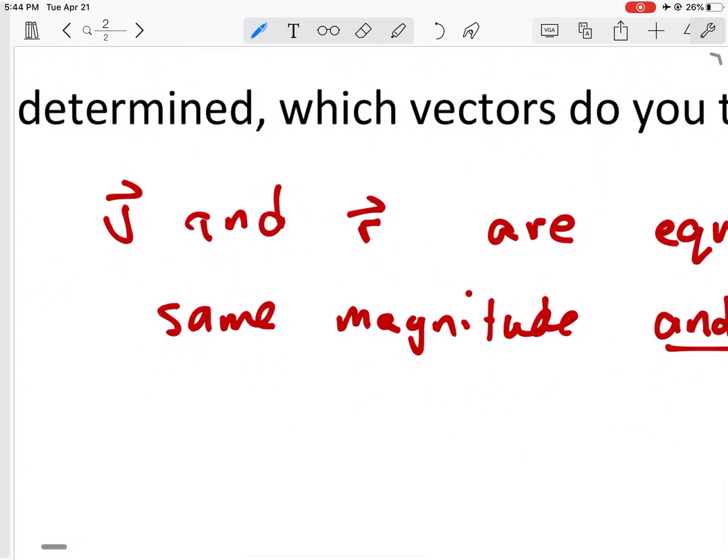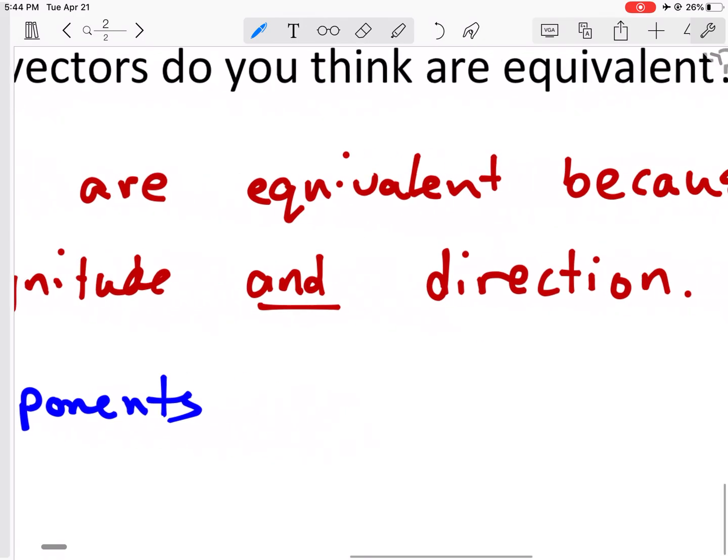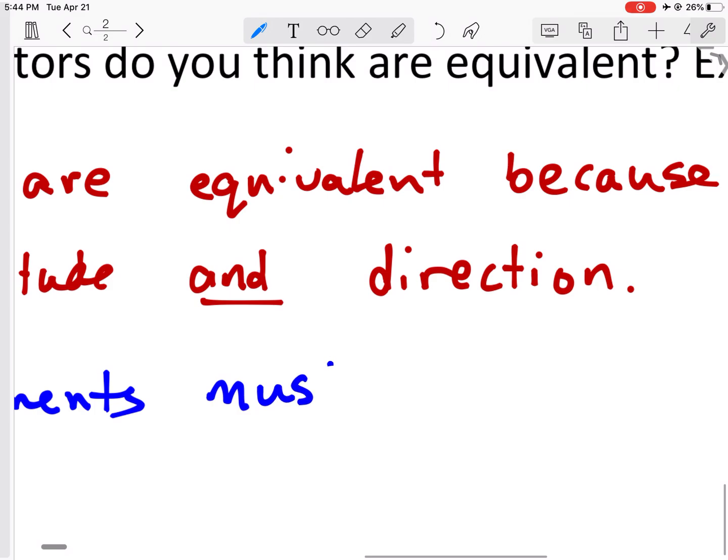So it's imperative that we see that the components must be equal.